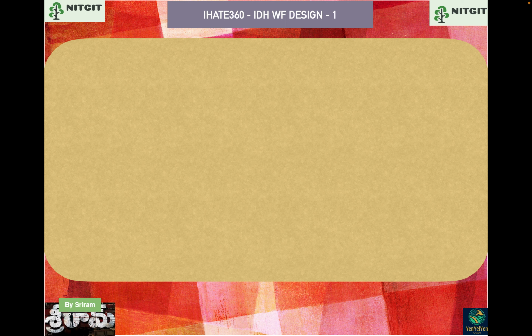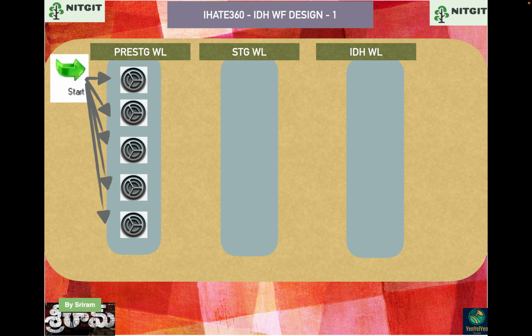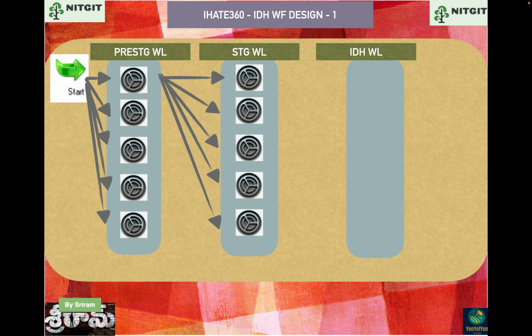Let us see the workflow design. So I have 3 steps as I told you. Every workflow has 3 steps: pre-stage worklet, stage worklet and IDH worklet. This we are talking about the IHCS workflow. So from source we load into the pre-stage worklet, and then from pre-stage database we load into stage database, and then stage to IDH worklet.